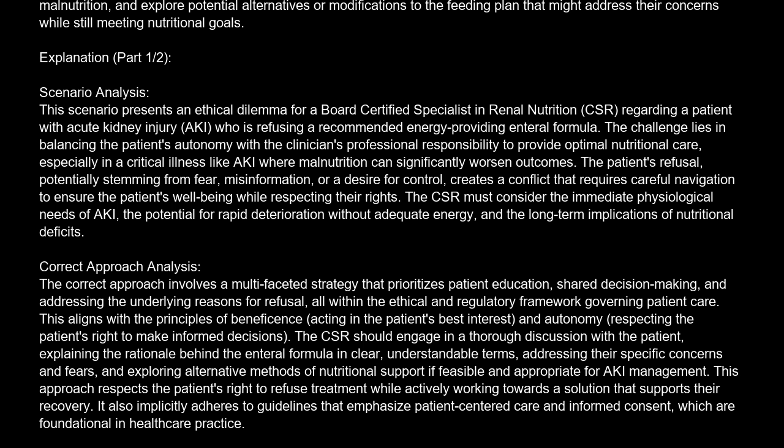The CSR should engage in a thorough discussion with the patient, explaining the rationale behind the enteral formula in clear, understandable terms, addressing their specific concerns and fears, and exploring alternative methods of nutritional support if feasible and appropriate for AKI management. This approach respects the patient's right to refuse treatment while actively working towards a solution that supports their recovery. It also implicitly adheres to guidelines that emphasize patient-centered care and informed consent, which are foundational in healthcare practice.